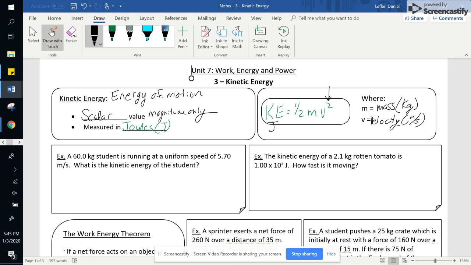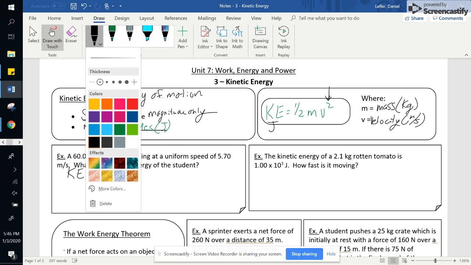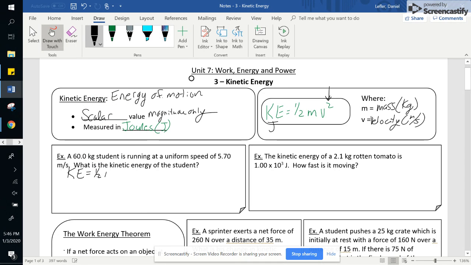Anyways, for our example problems here, we have a 60 kilogram student running at a uniform speed of 5.70 meters per second. What is the kinetic energy of that student? So KE equals 1/2. Almost forgot that. 1/2 mv squared. So 1/2, we're told our mass is 60, our velocity is 5.7, and that's going to be squared.